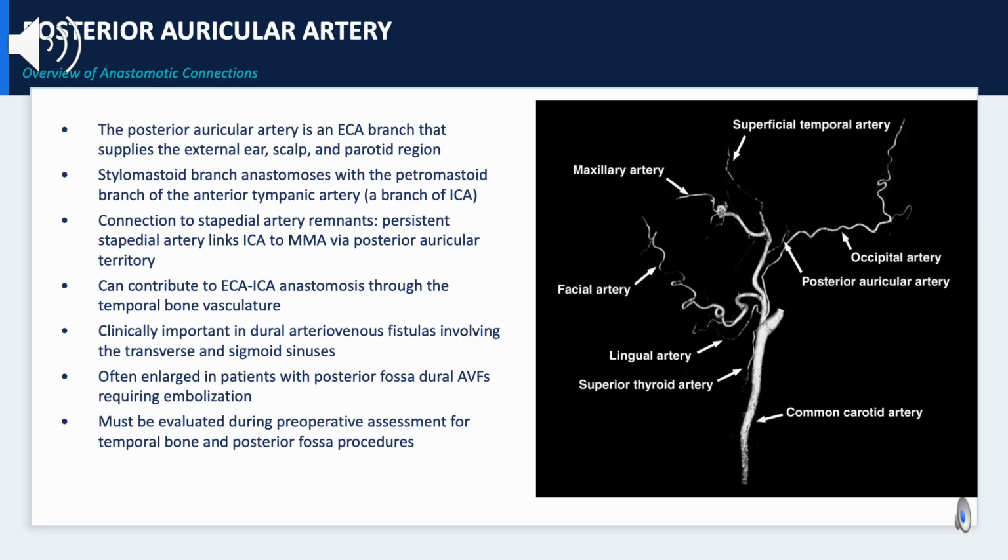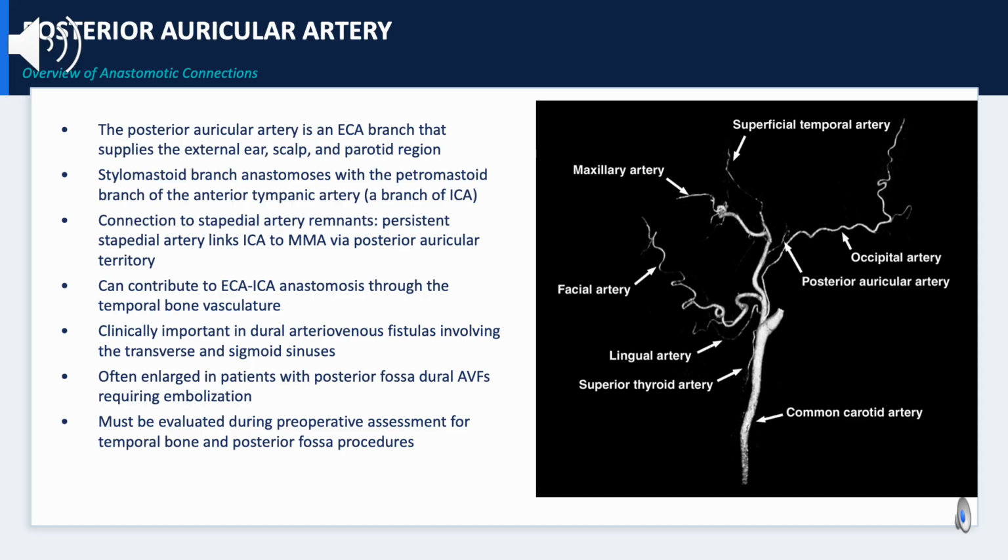The posterior auricular artery is often overlooked in discussions of ECA ICA anastomosis, but it has two documented connection pathways. The stylomastoid branch anastomosis with the petromastoid branch of the anterior tympanic artery, itself a branch of the ICA, through the mastoid foramen and petromastoid canal.